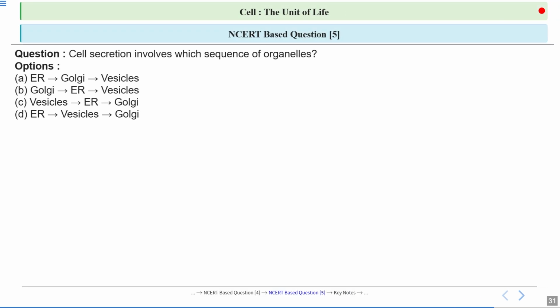Next question, cell secretion involves which sequence of organelles? So, these are the four options given to you. First is ER to Golgi, then vesicles. Then Golgi, ER, and vesicles. Option number 3, vesicles, ER, and Golgi. Fourth is ER, vesicles, and Golgi. What will be the correct answer?